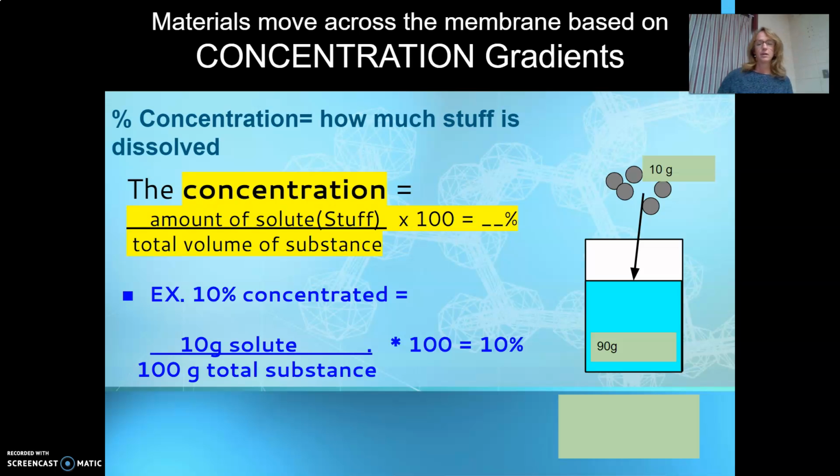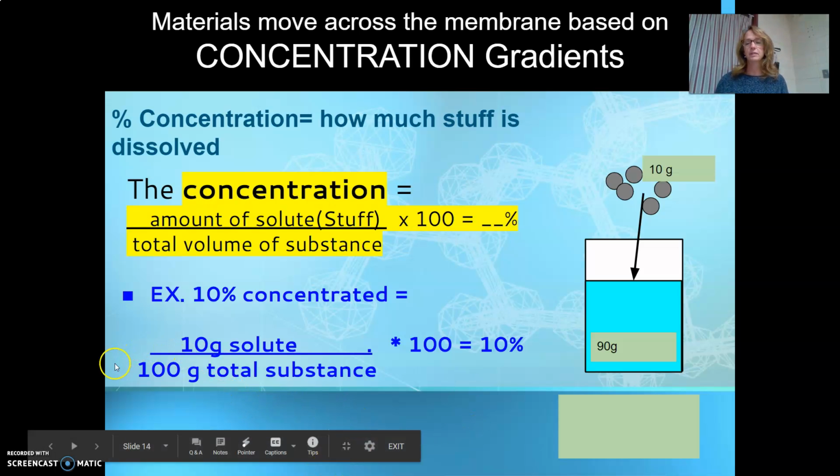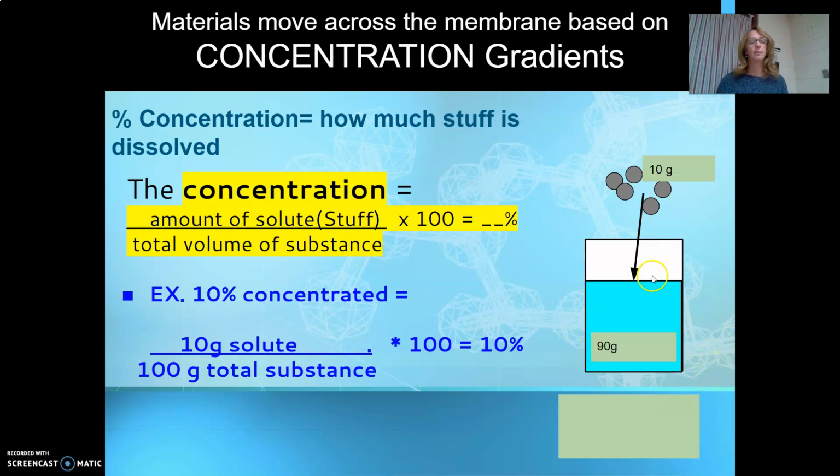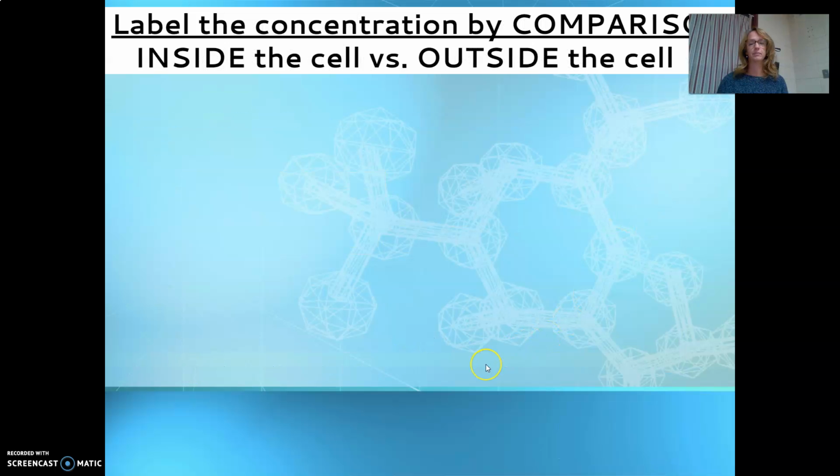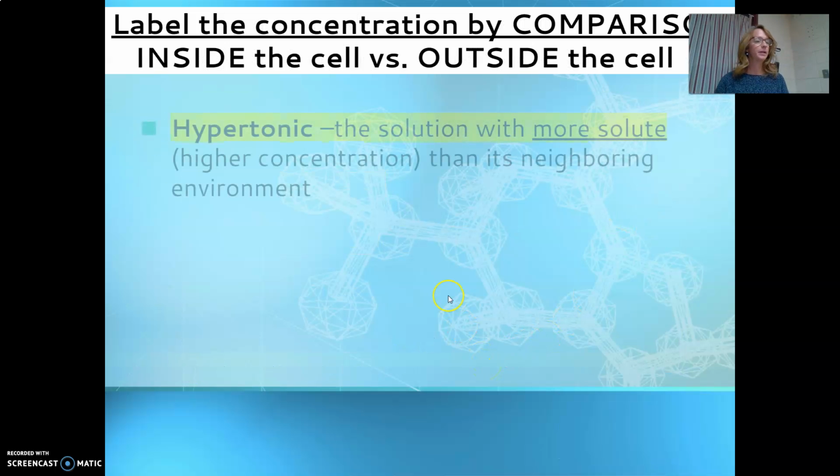So, hardest thing for people to remember is this bottom number is total volume. You have to add the liquid and the amount that's going into it, and then the number on top is what you added in. So, now that we know how to calculate concentration, we need to define them.